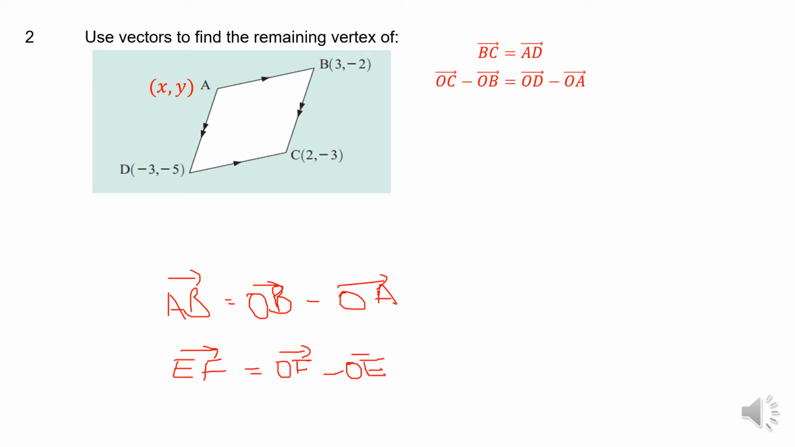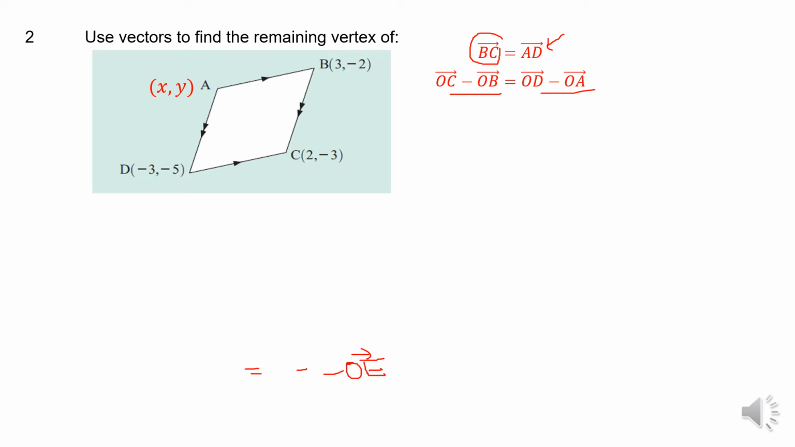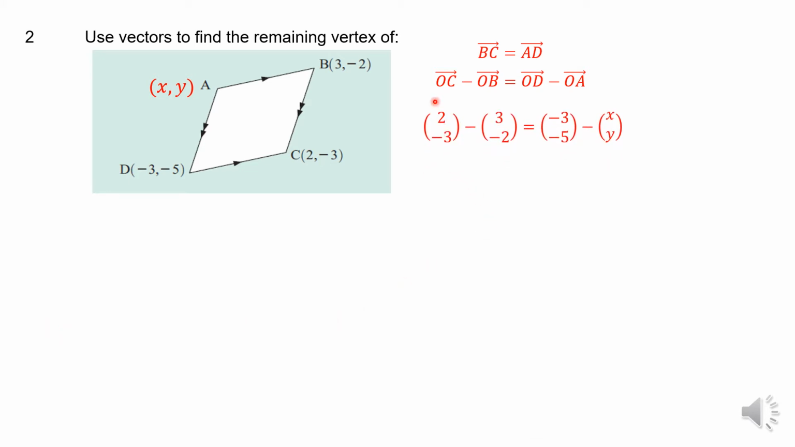That is what I've done here for BC, and here for AD. Please go back and see if you can recall how to write vectors as position vectors, because you have vertices here, and vertices can be written as position vectors. That is the way we do it. So I have OC, or O to C, as those coordinates, and writing it as a column vector is (2, -3) minus (-3, -2), and here I've got X and Y.